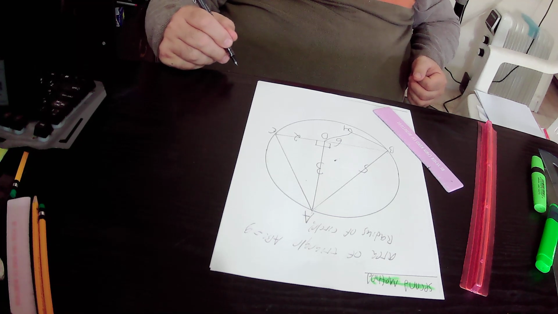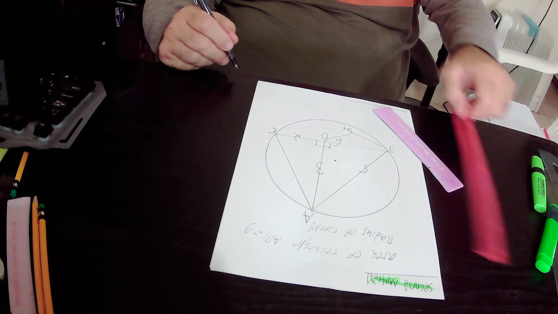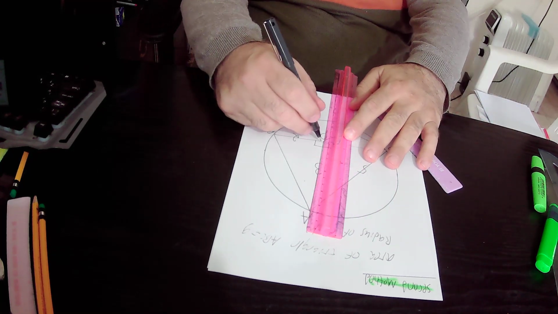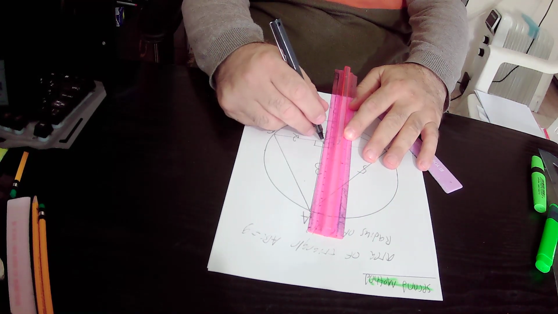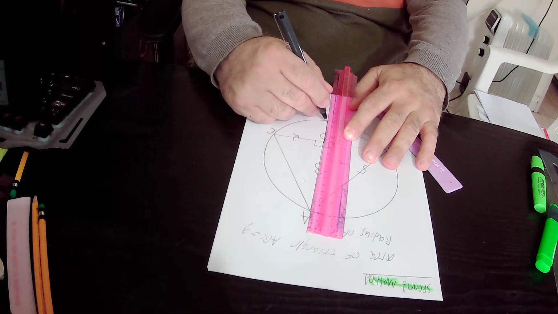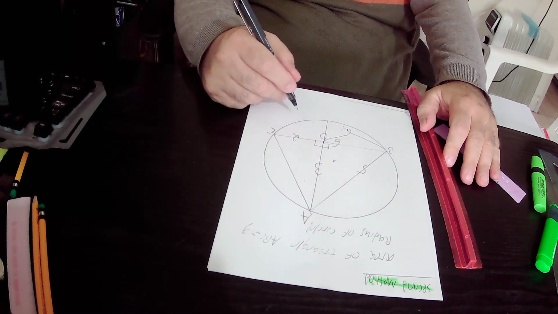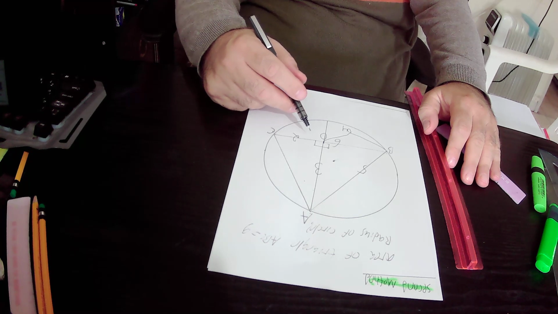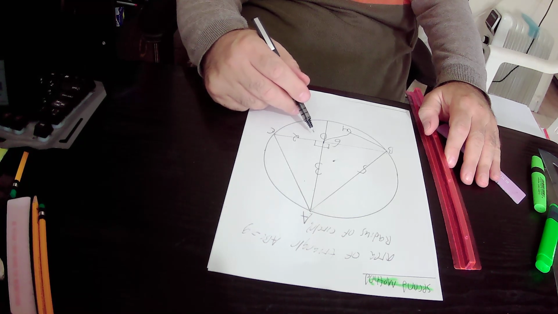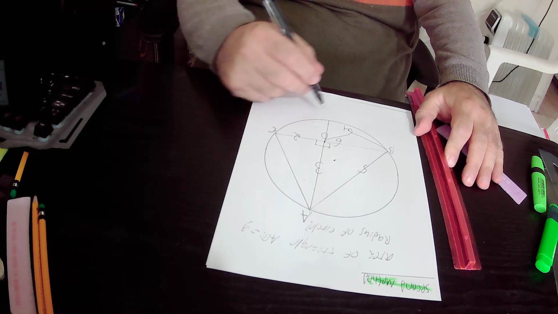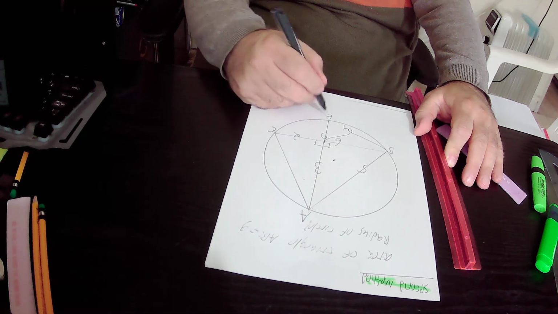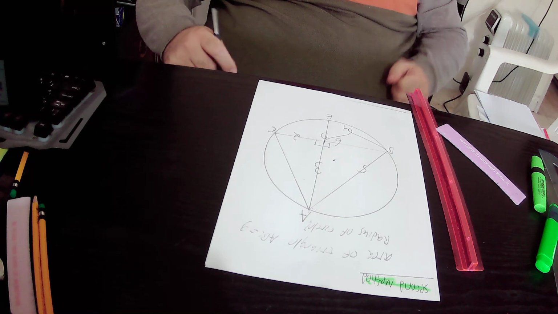Here we will extend the perpendicular AD by a straight line until it touches the circle. We define the touching point of the extended line segment AD and the circle as point E. Okay?